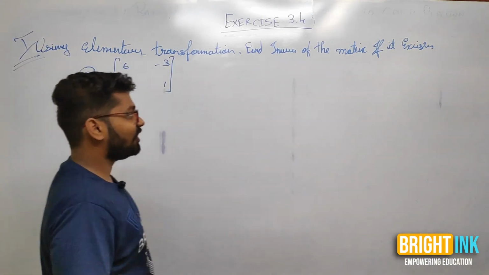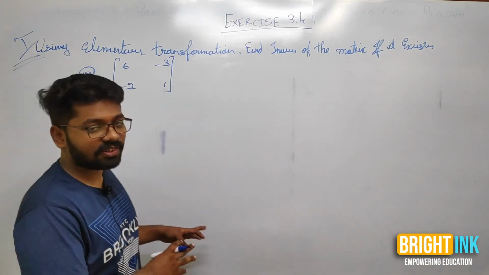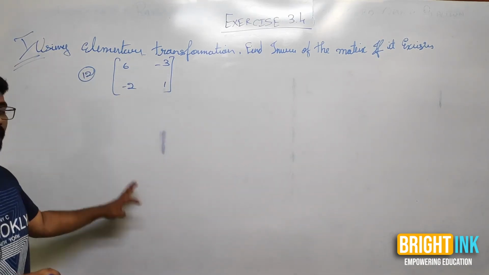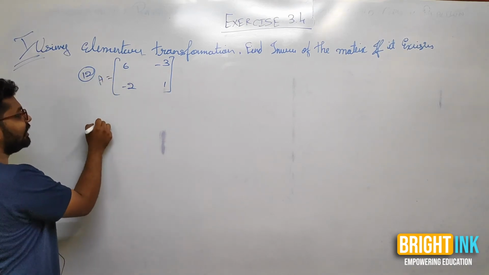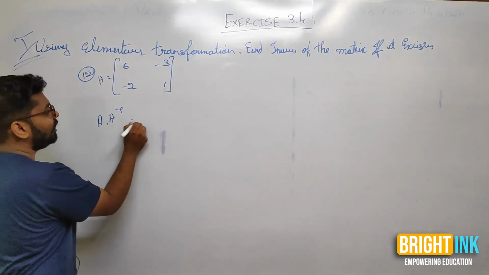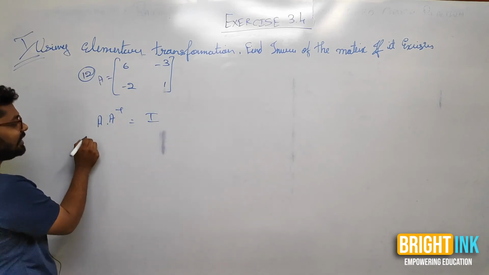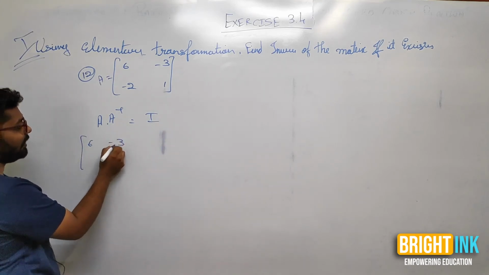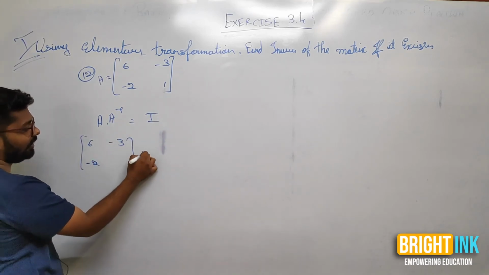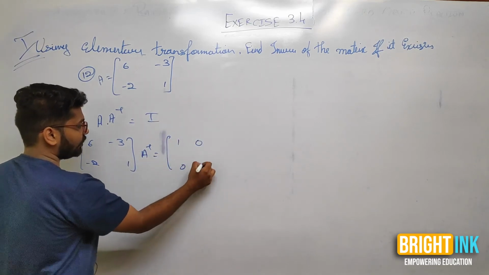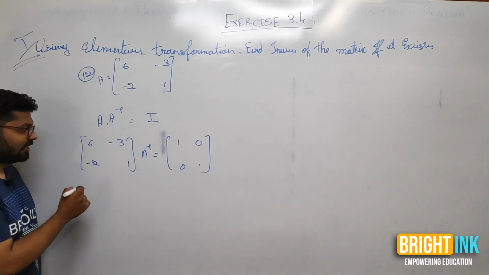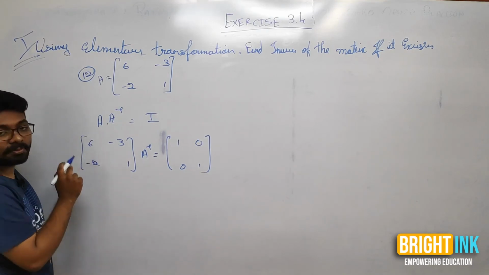Understood? So let us solve the 12th one. The remaining questions are all of the same method itself, so there is no issue. Let this be the A matrix. Then A into A inverse will be the identity matrix. What is A over here? 6 minus 3 minus 2 1, and A inverse is equal to I, which is 1 0 0 and 2. So as usual, start with the basics. What do you have to bring here? You have to bring here 1.